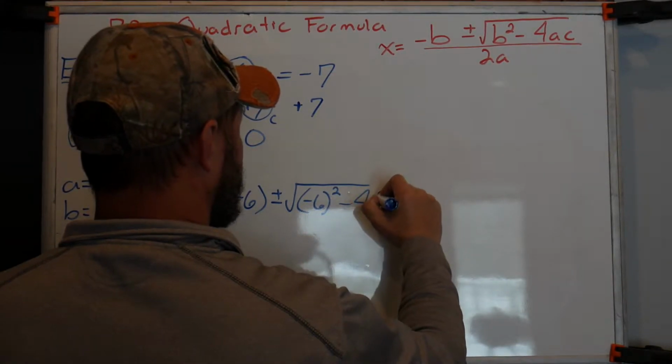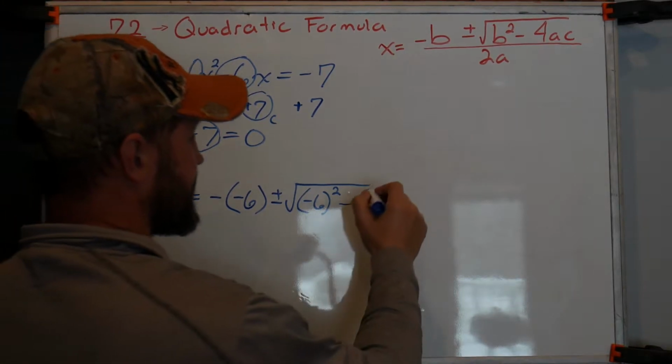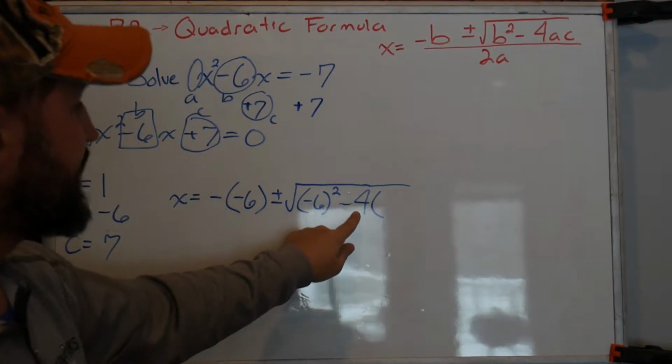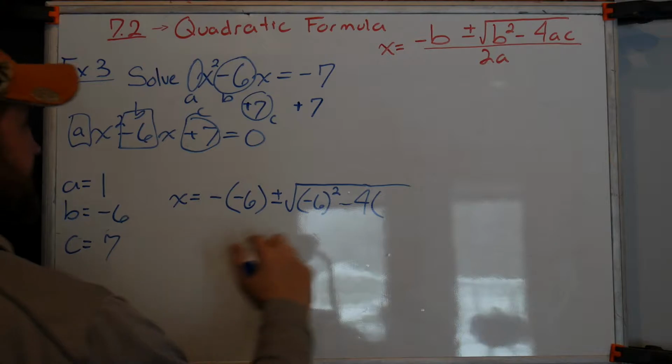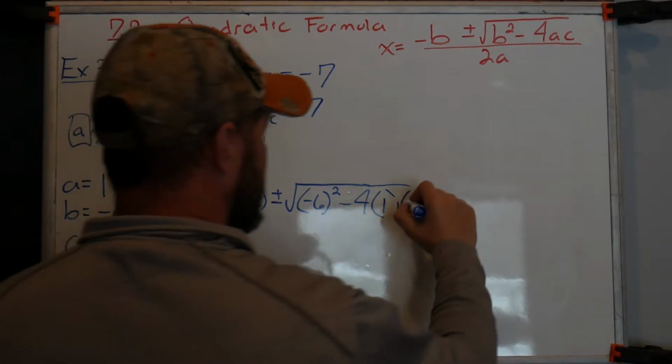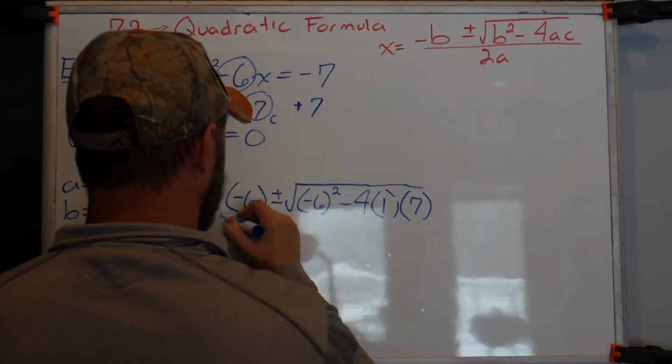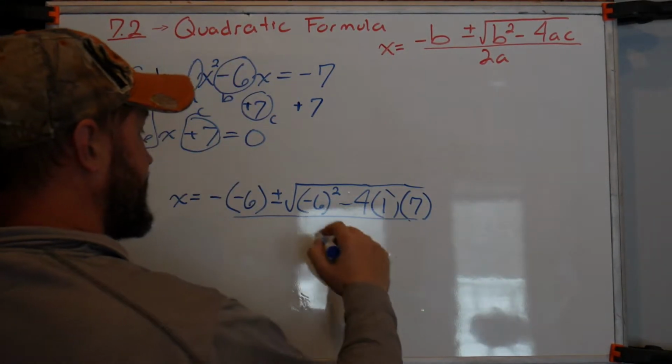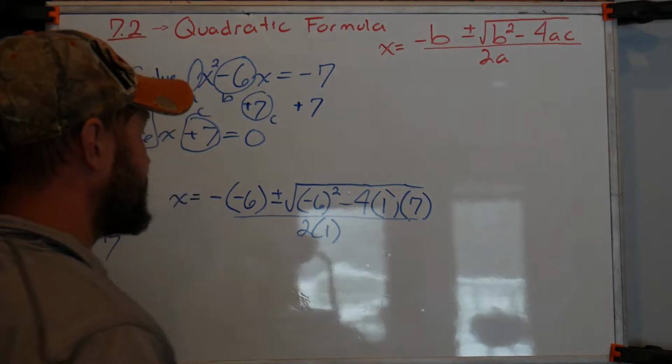Then we have a -4. That remains the same. That's a constant. So we always have -4 times whatever else is given. Our A is 1. Our C is 7. That's our numerator. Our denominator is 2 times A, which in this case is 1.